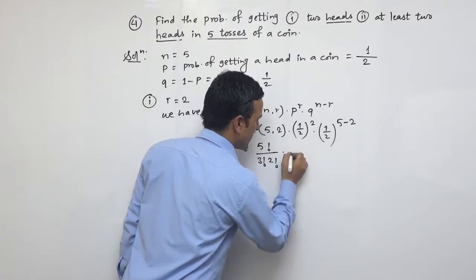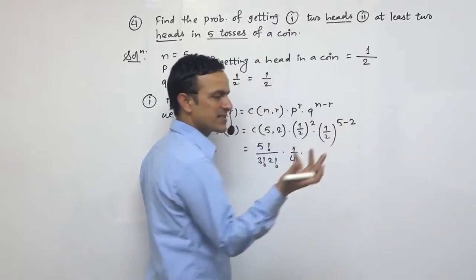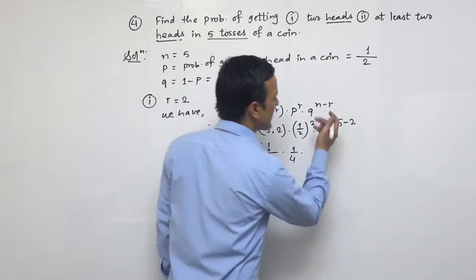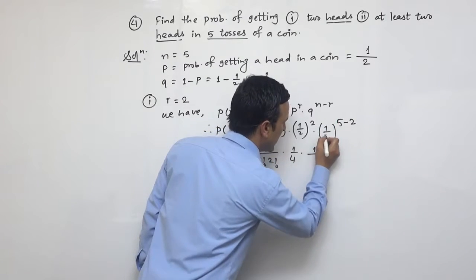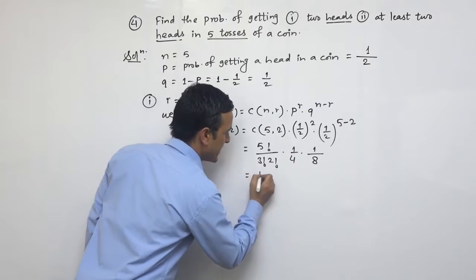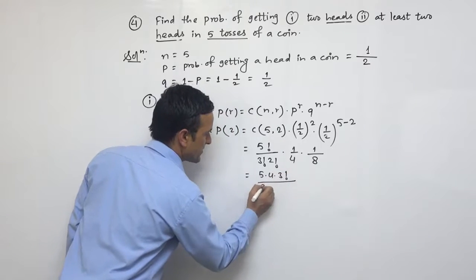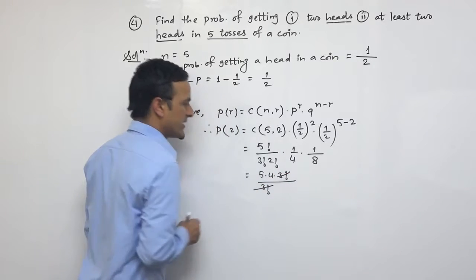1 by 2 squared means 1 by 4. 1 by 2 cubed. 5 minus 2 means it is 3. So we can write 1 to the power 3 means 1 and 2 to the power 3 means 8. So if we solve it, then we get 5 into 4 into 3 factorial, which must stop because here is also 3 factorial.